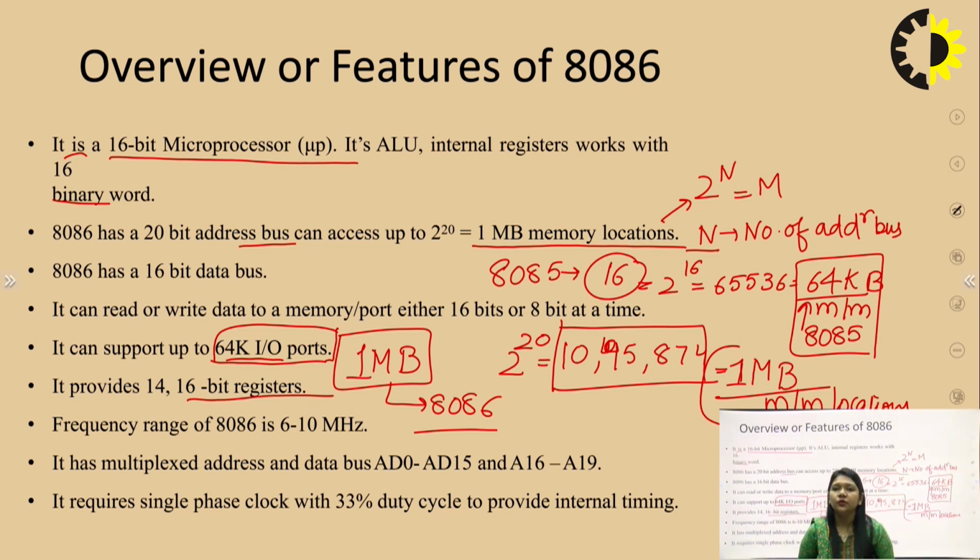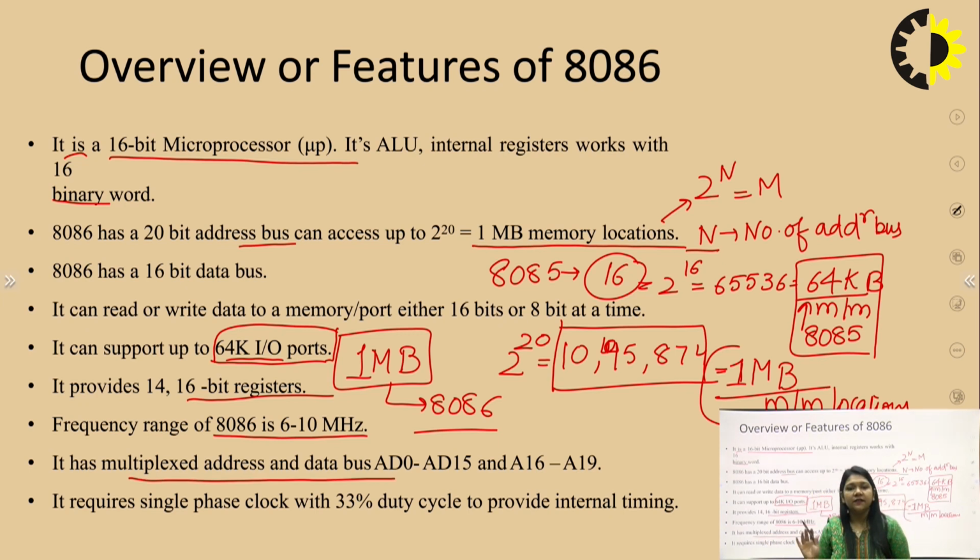In microprocessor 8085, we have 8-bit general purpose registers, and if we have to transfer data, we have to carry the address, so we have to combine the registers and make pairs. But in 8086, the register itself is 16-bit, so there is no need to pair them. The frequency range is from 5 to 10 megahertz, and it has a multiplexed address and data bus.